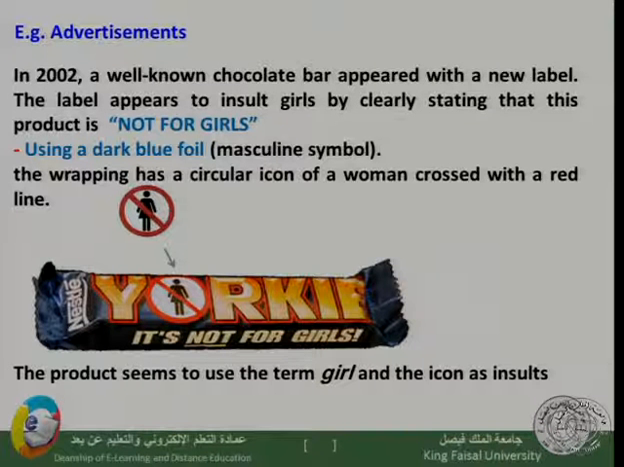Even the wrapping of this chocolate bar has a circular icon of a woman crossed with a red line, meaning that women are not allowed to buy this product, and this product is only for men, so it is not for girls. So this is a clear insult, a clear way of using sexism toward females in language. This product uses the term girl and the icon where the girl is crossed with a red line as an insult.